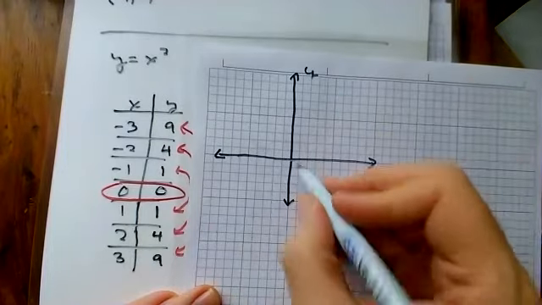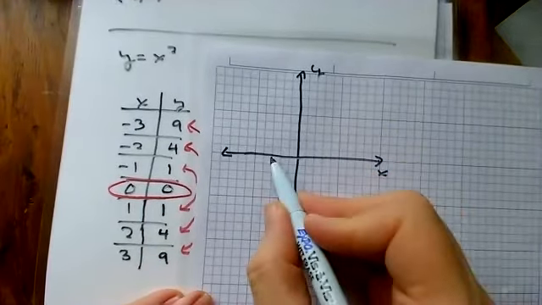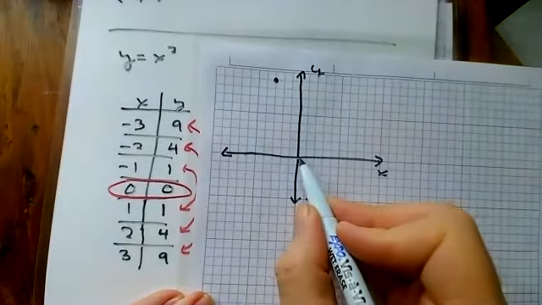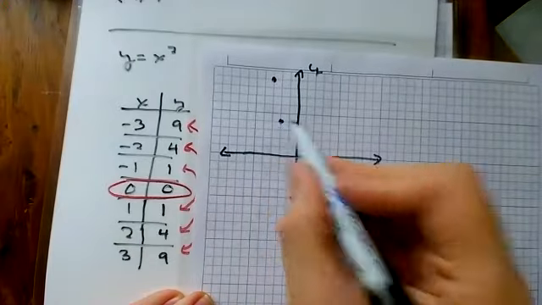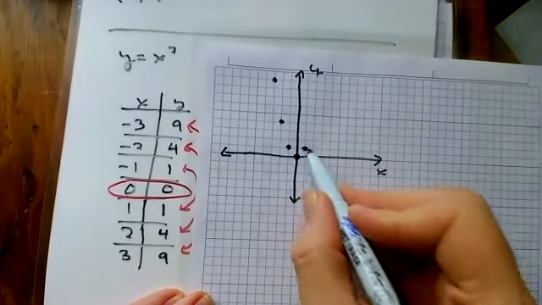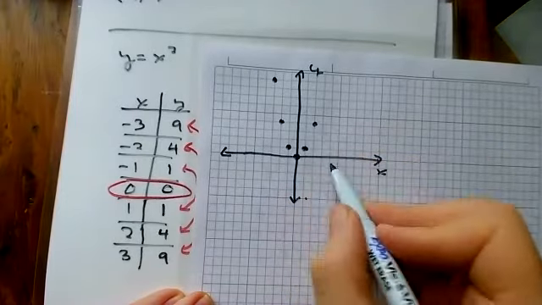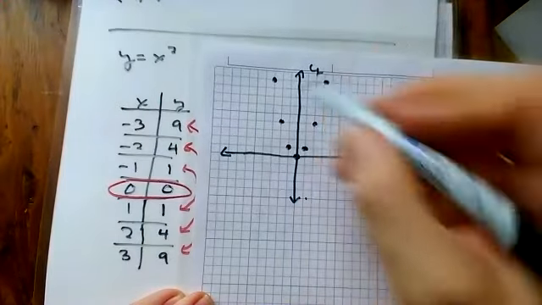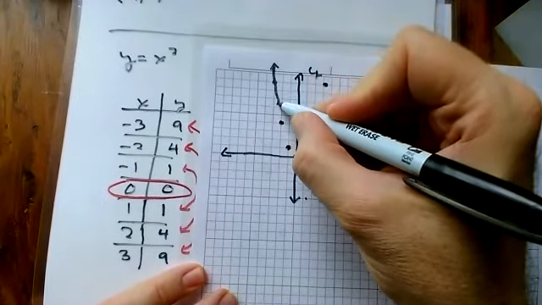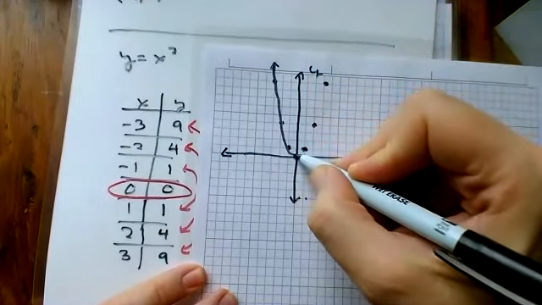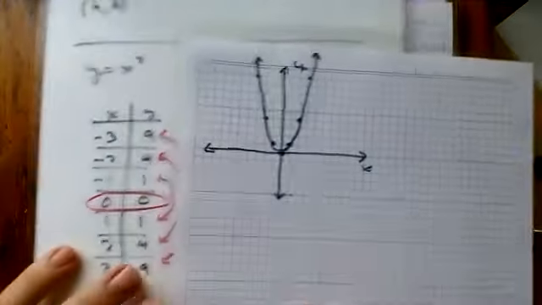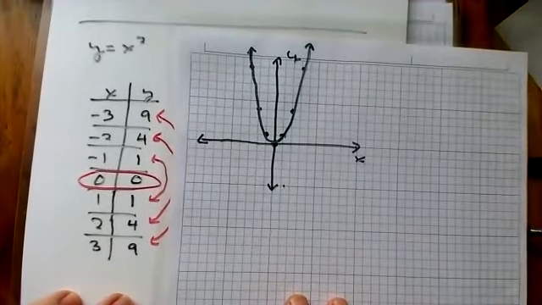Here's my y. When I was at -3, it was up at 9. When it was -2, it was at 4. When it was at -1, it was at 1. 0, 0, 1, 1, 2, 4, 3, and 9. And so when I graph this, I have a shape that looks like this. This is a fairly standard parabola.